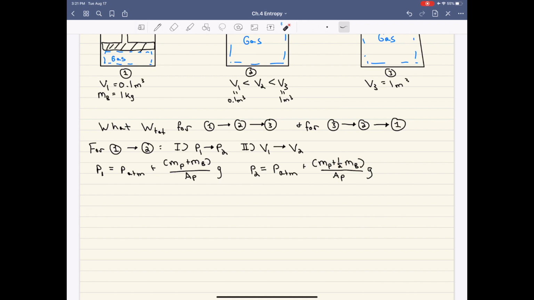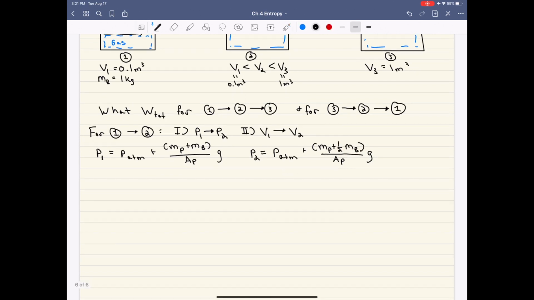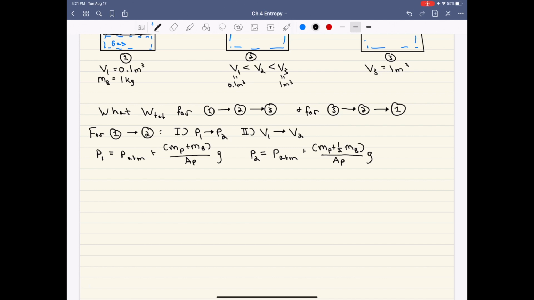Okay? And then similarly, when we change the volume in the system, we could calculate the work associated with that change. As the system expands from state 1 to state 2, it's going to be acting against pressure 2. And so the work from state 1 to state 2, that expansion, is going to be pressure 2 times V2 minus V1.